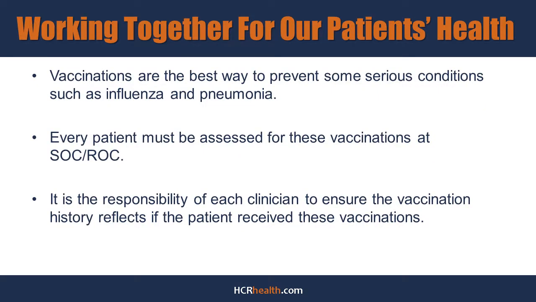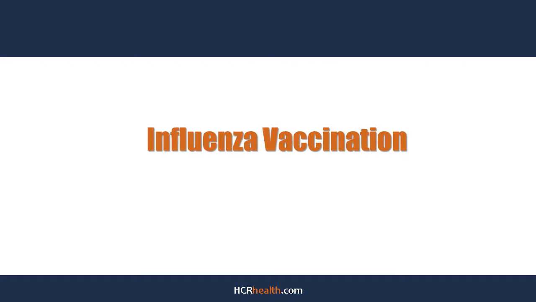Vaccinations are the best way to prevent some serious conditions such as influenza and pneumonia. Patients seen in home care tend to fall into high-risk categories for which the influenza and pneumococcal vaccinations are indicated. Every patient who is seen in home care must be assessed for these vaccinations at start of care and resumption of care. However, it's the responsibility of each clinician working with the patient to ensure the vaccination history accurately reflects these vaccinations. Let's first discuss the influenza vaccination.